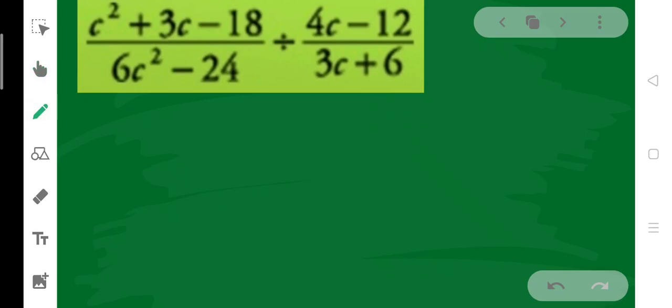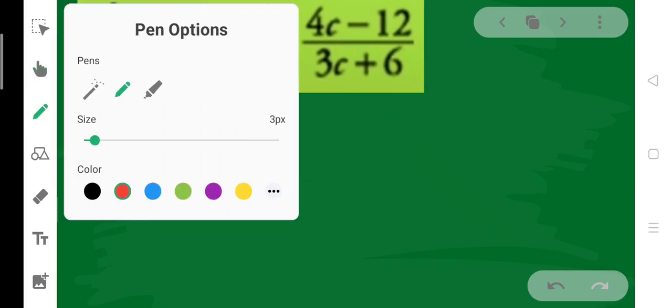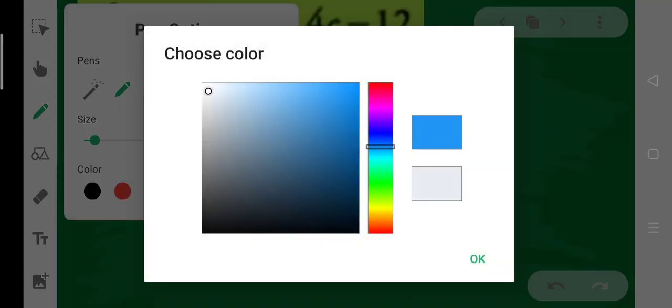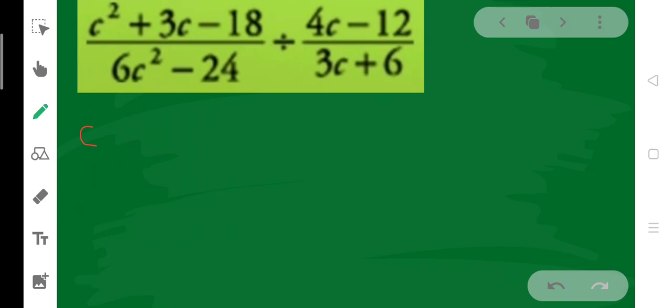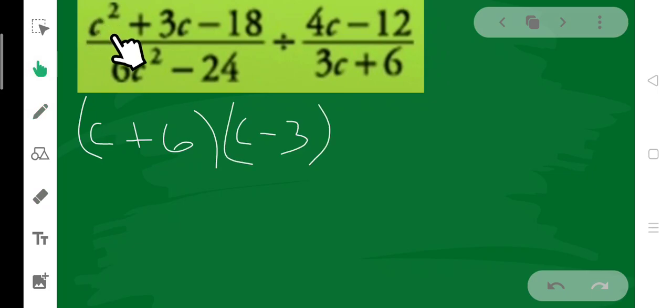Okay, so we have c. Now, let us use the other color. So we have c plus 6 times c minus 3 for the factors of this trinomial. So we have c times c, that is c squared. 6 times negative 3, that is negative 18. And then combining 6 and negative 3, that is positive 3 as the coefficient of the middle term.